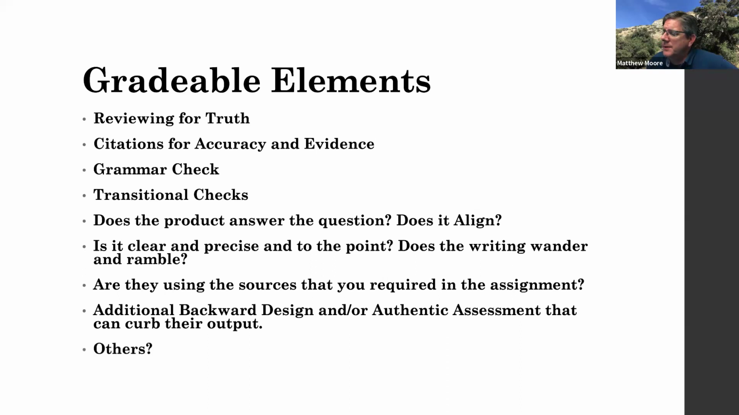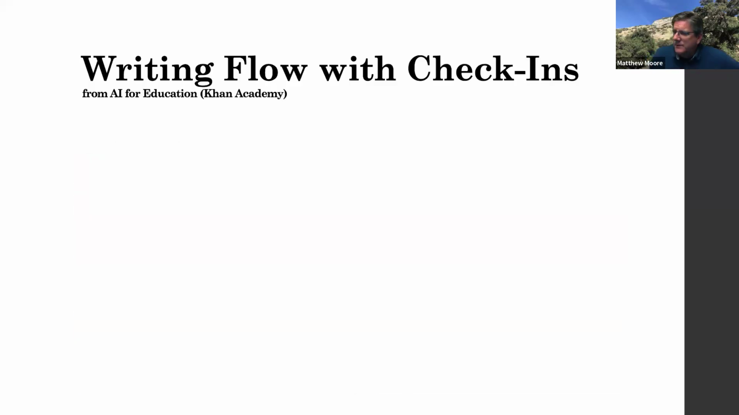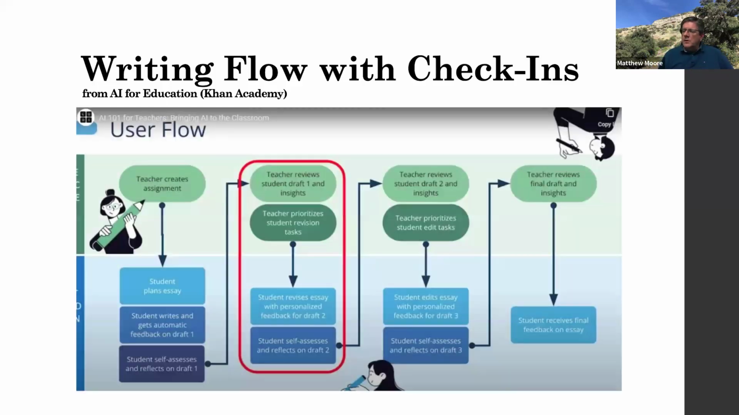Okay, all right. So, user flow. This is a graphic from check-ins. It's a very linear process, but I think it's worth examining. The teacher creates an assignment, the student plans an essay. They could be creating a plan that is generated from AI, but then is developed to answer the question. A student writes and gets feedback on an automatic draft.